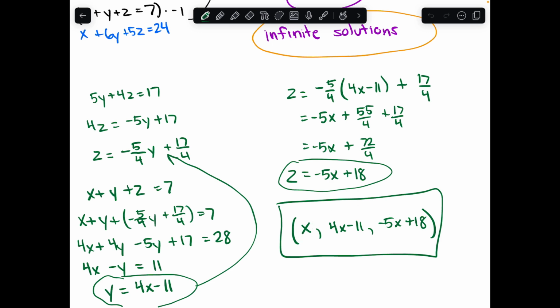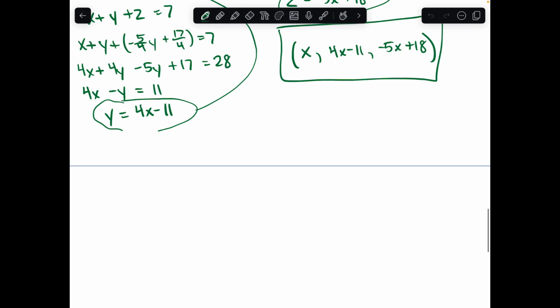From here, we can actually plug this solution into any one of our equations, and we'll see that we get a true statement. So, for example, we have x plus y plus z is equal to 7. So let's go ahead and plug in our answer in here. So x is just x, y is 4x minus 11, and z is negative 5x plus 18. And all of that is going to be equal to 7.